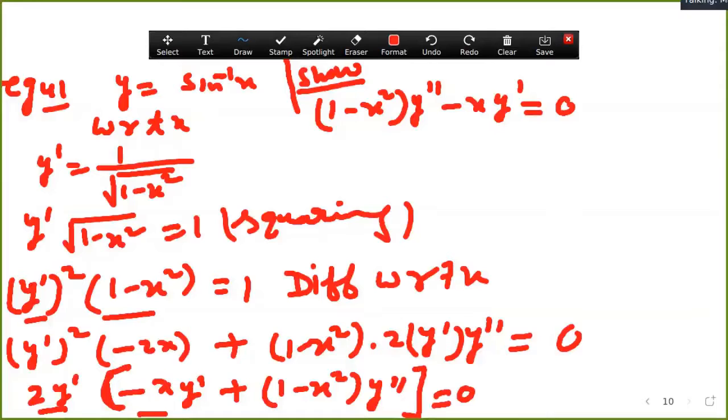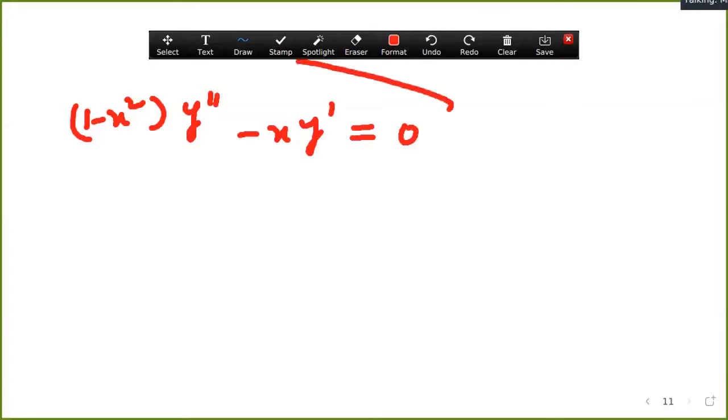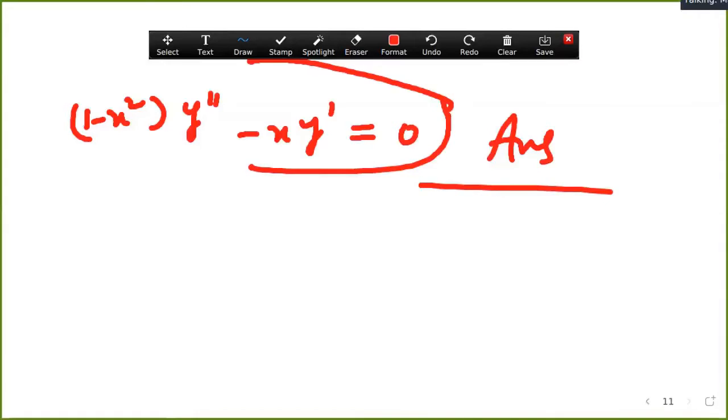Let's do it on the next page. You will get what? When you shift the statement, the negative sign will be merged. 1 minus x square, second derivative, minus x times the first derivative will be equal to 0. This is the answer. This is the answer of example number 41.